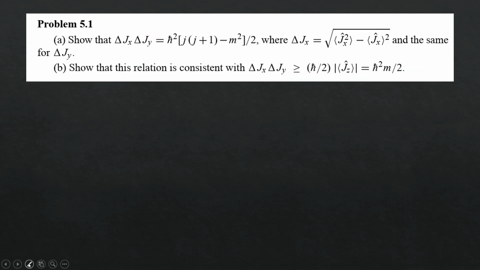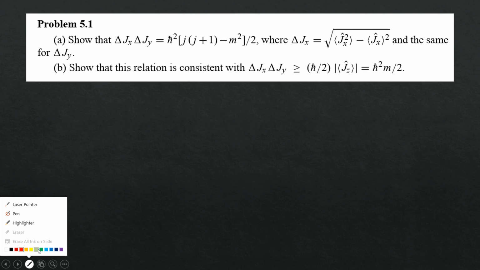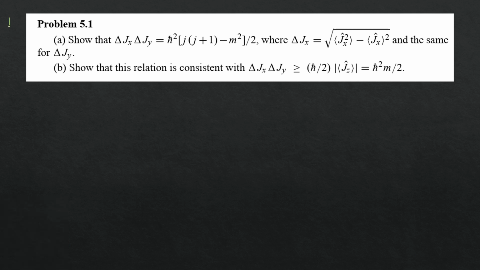This is question number one. We have to prove that ΔJx ΔJy is equal to ħ² [j(j+1) − m²] divided by 2, where ΔJx is equal to this much and the same for ΔJy. So we have to prove ΔJx into ΔJy is equal to ħ² times [j(j+1) − m²] divided by 2.